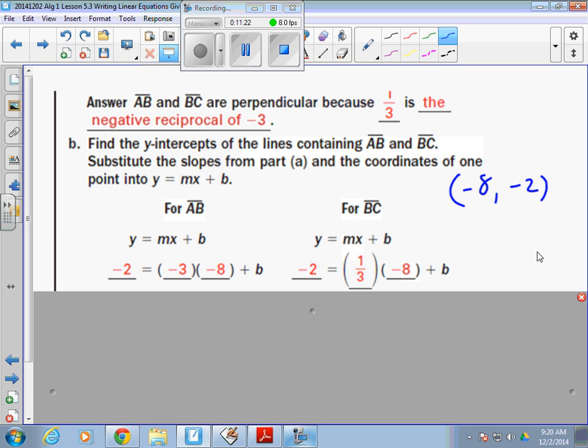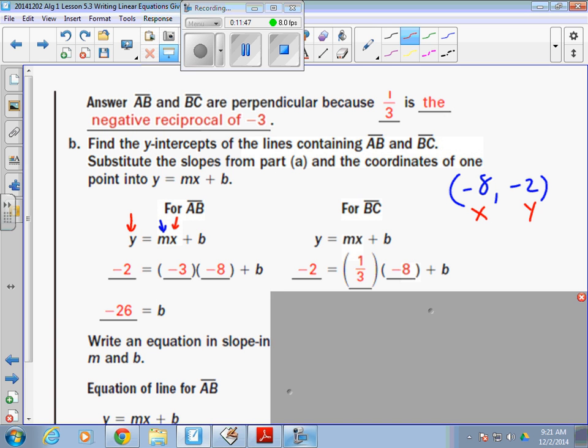The slope for AB we found was -3. So in place of M, we plug in -3. We're plugging in the point -8, -2, or X, Y. So Y's value here, -2, equals the M value we found for the first one, -3, times the X value right here, -8, plus B. So when we multiply those, -3 times -8 is going to be positive 24 right here.